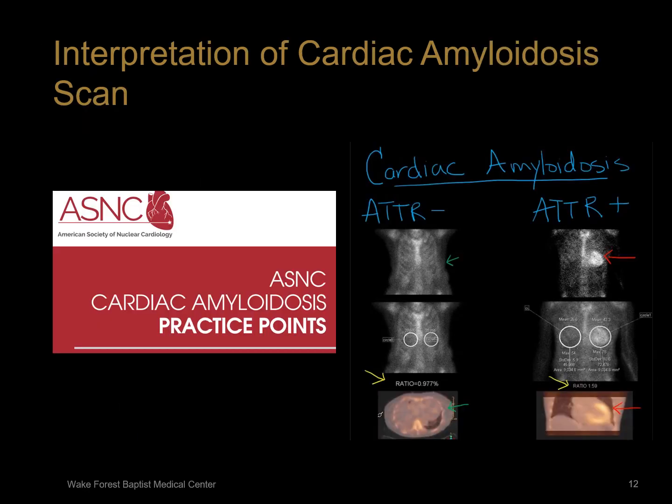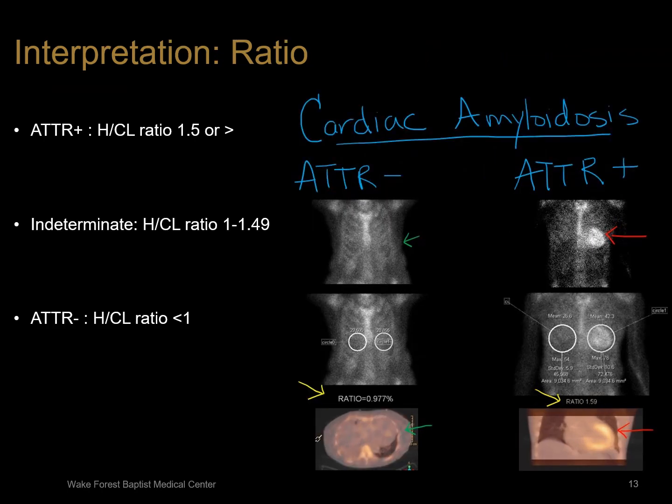Next, let's talk about interpretation of cardiac amyloidosis scans. In general, I follow the American Society of Nuclear Cardiology guidelines for interpreting these scans. One main part of the interpretation is the ratio that we've been discussing. For transthyretin positive amyloidosis, the heart to contralateral ratio is 1.5 or higher. For amyloid light chain or no signs of transthyretin amyloidosis, the heart to contralateral ratio is less than 1. An indeterminate range is between the two at 1 to 1.49.